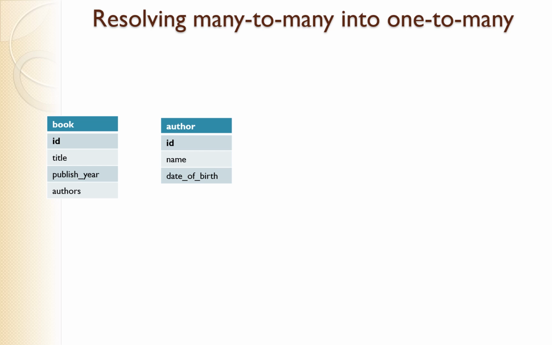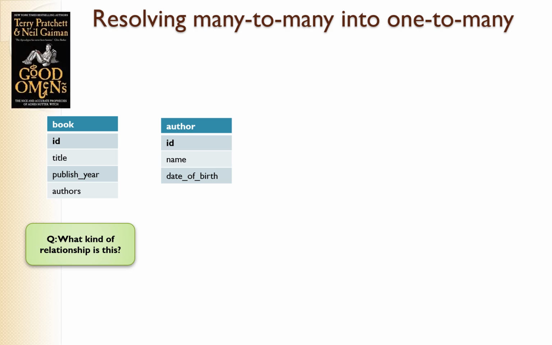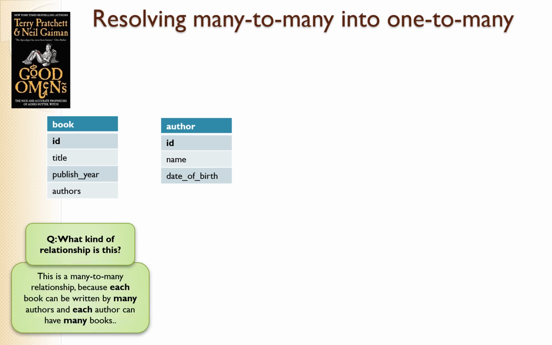But the world is weird and complex. This book here has two authors. Now, this is a many-to-many relationship. Each book can have many authors. Each author can have many books.